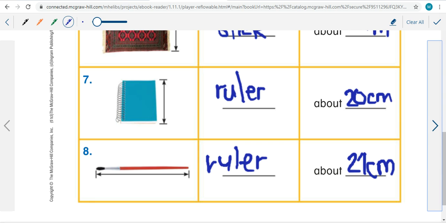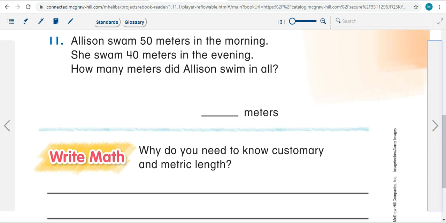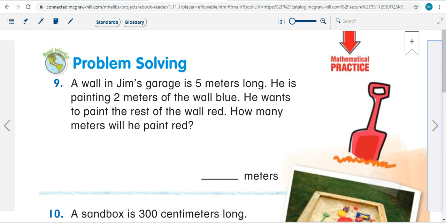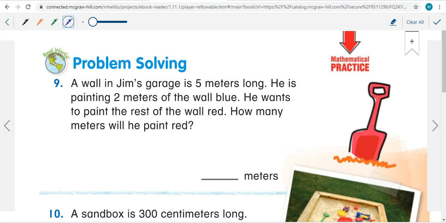Okay, so turn your page. Now we're going to do problem solving together. A wall in Jim's garage is 5 meters long. He is painting 2 meters of the wall blue. He wants to paint the rest of the wall red. How many meters will he paint red?